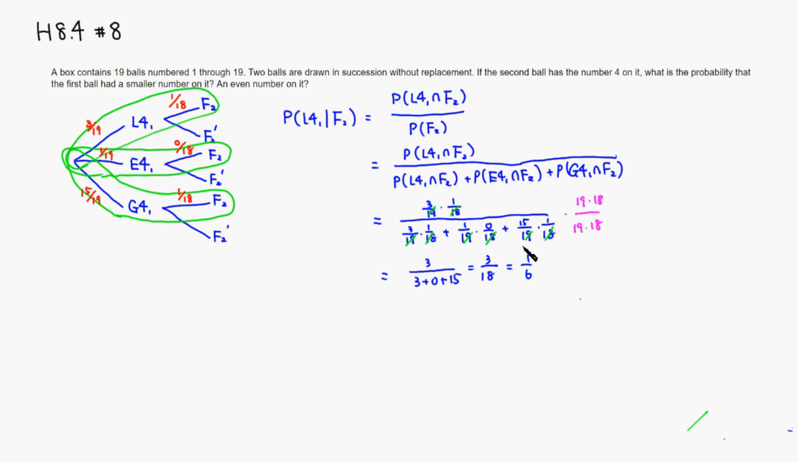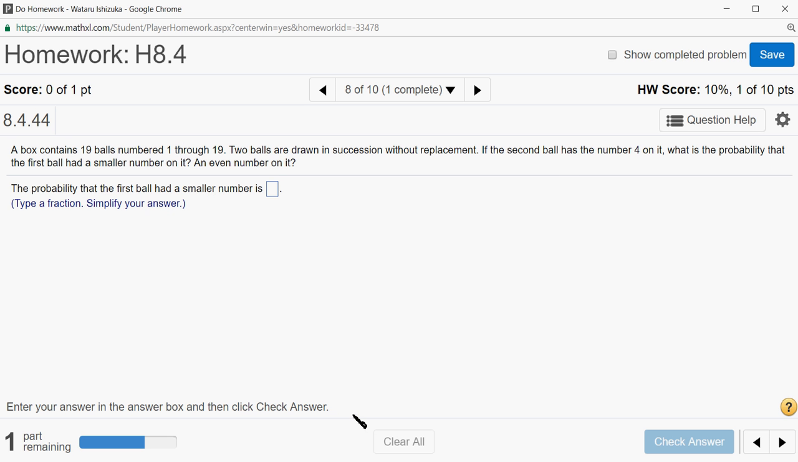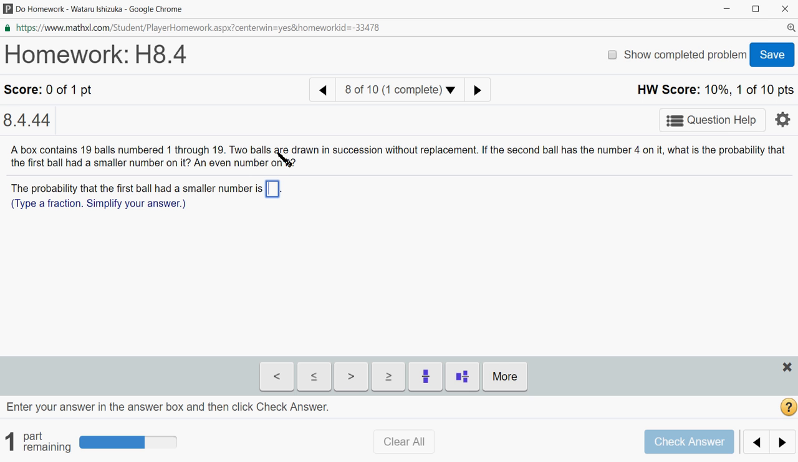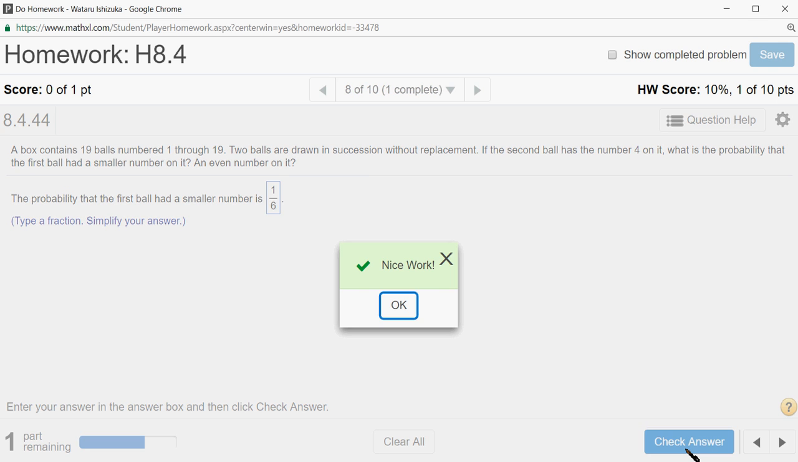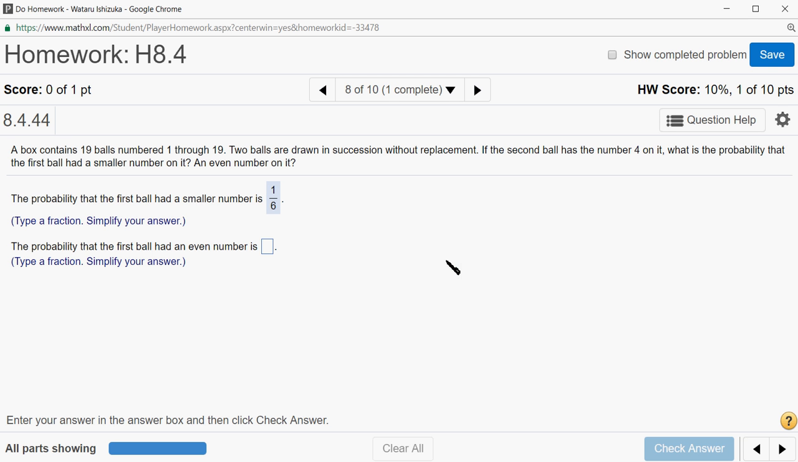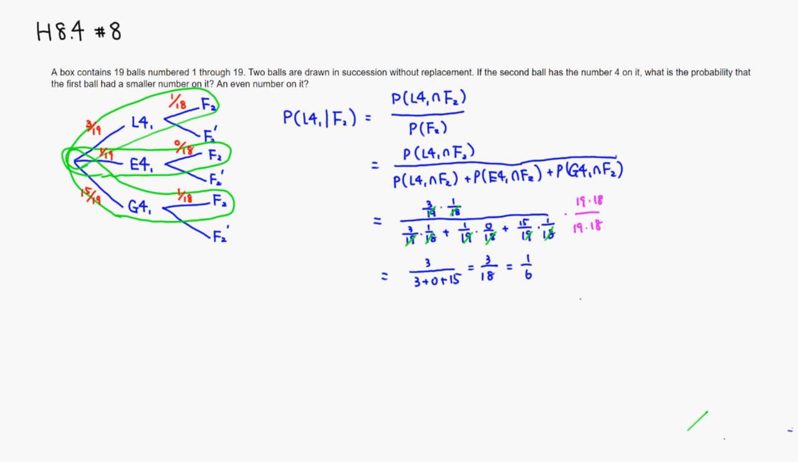Alright, so let's type that in. 1/6. Check the answer. Alright, we got that. Now, the probability that the first ball had an even number on it. Alright, so even number. Let's do that.